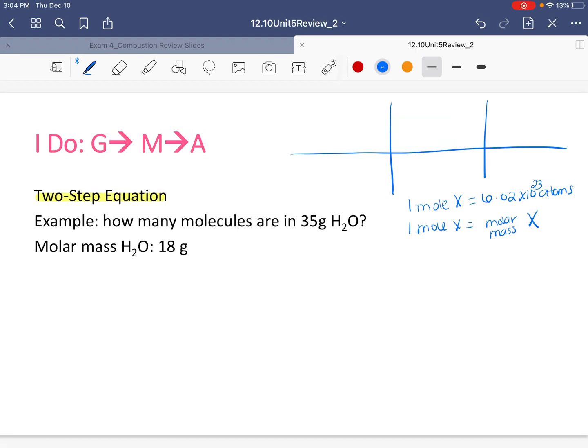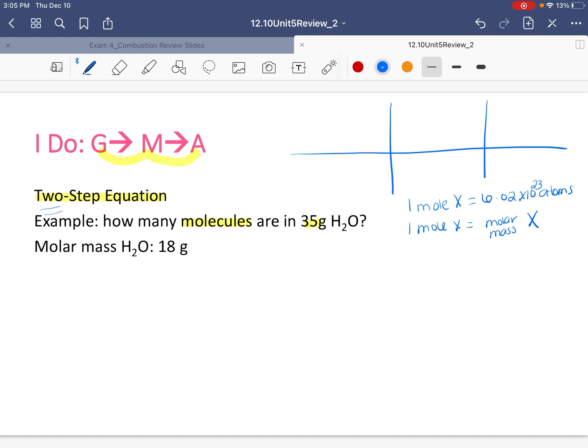Hi class, so for this video we're going to go into some dimensional analysis problems that are actually two-step equations. We know we have a two-step equation when they're asking us to go from molecules, particles, or atoms to grams. So grams, moles, atoms, that is telling us that we have a two-step equation.